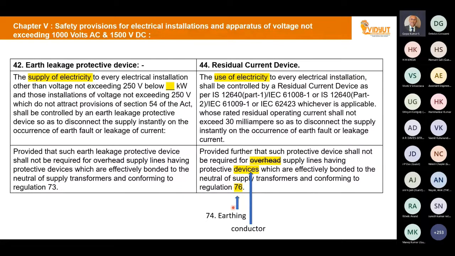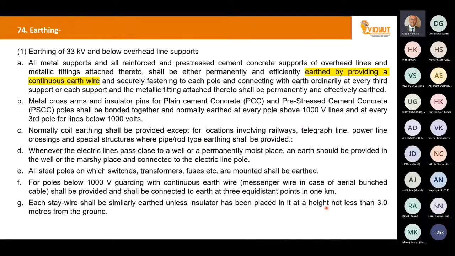So basically, we have the option. Instead of 76, I think this is a spelling mistake, and probably 74 is correct. And instead of protection device, it should be supply lines having a protective conductor which is effectively bonded. A protective device is not bonded to the neutral of the supply; the protective conductor is bonded to the neutral of the supply. Small changes probably are essential.